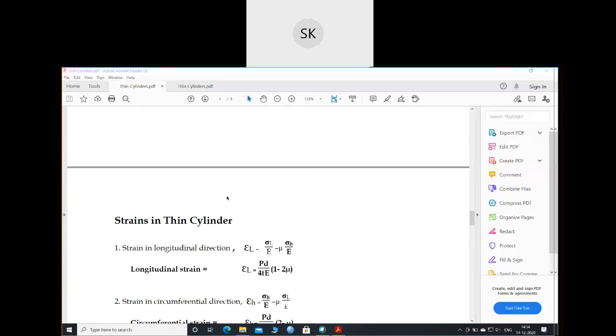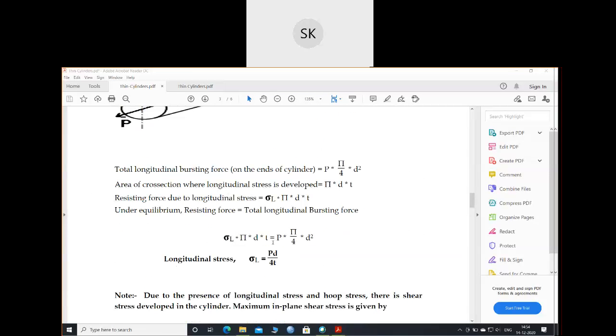When you have longitudinal stress, definitely there will be a strain. Due to this hoop stress or longitudinal stress, there will be some strain. And what is strain? Type in the chat box. What do you mean by strain? What do you understand by the term strain? Text me privately.